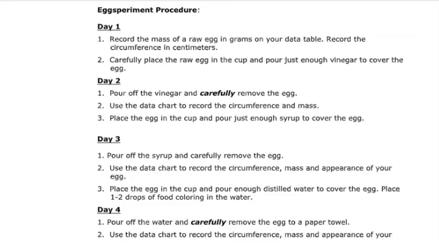Okay, so today is day two, right? It says we're going to pour off the vinegar and carefully remove the egg. We're going to use the data chart to record the circumference and mass. We're going to place the egg in a cup and pour just enough syrup, the corn syrup, to cover the egg.